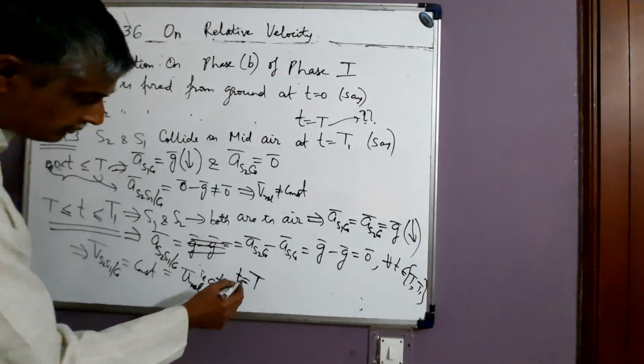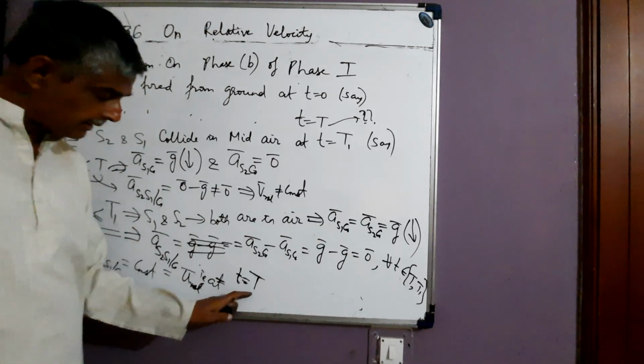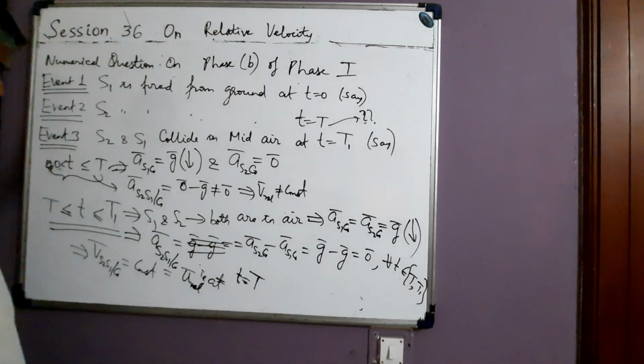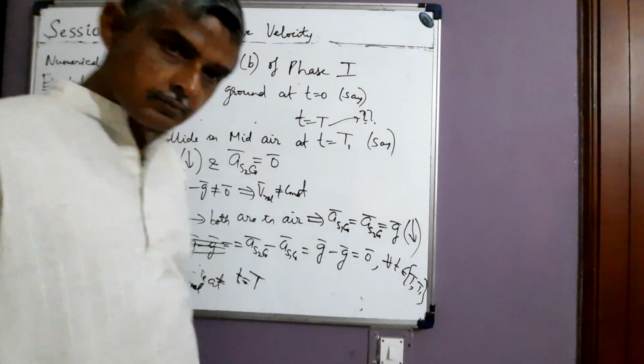That is at t equal to what? Capital T. So one more thing. So at capital T, the relative velocity between these is again the same throughout this time interval.